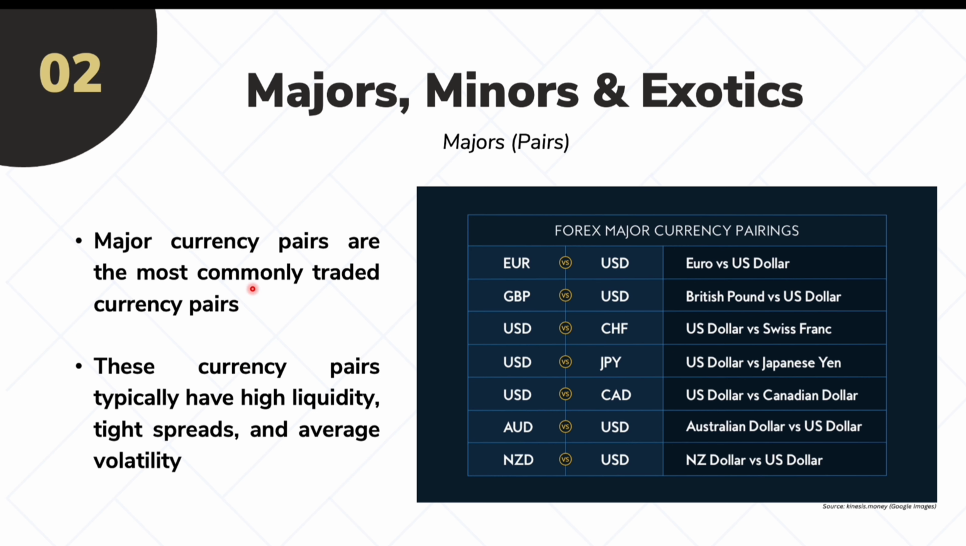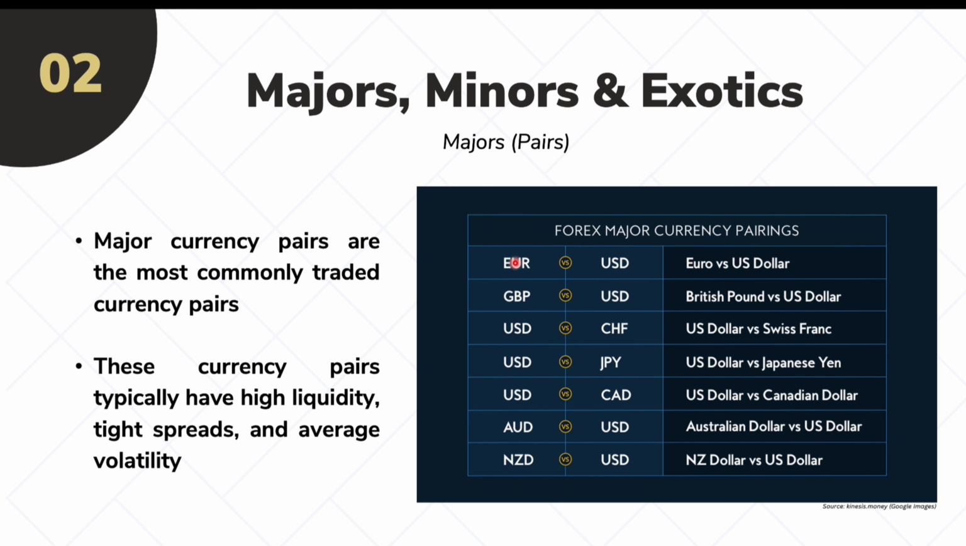A quick side note, you can just remember that all the major pairs are the ones that are tied to the US dollar. These currency pairs typically have high liquidity, tight spreads, and average volatility, and these three conditions make the pairs nice to trade. Here on the right side, you see the different major pairs: Euro US dollar, Pound dollar, USD CHF, USD JPY, Japanese yen, USD CAD, AUD USD, and NZD USD. And this is how they are traded.